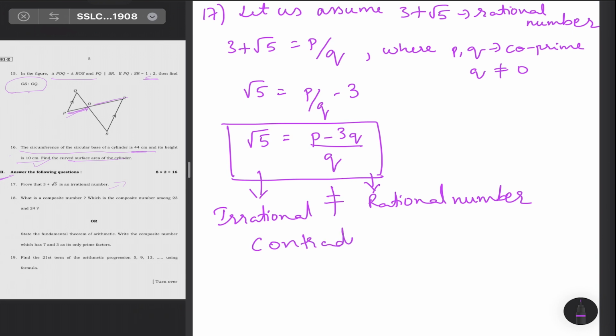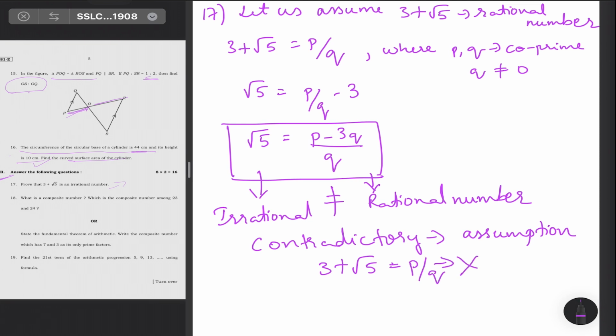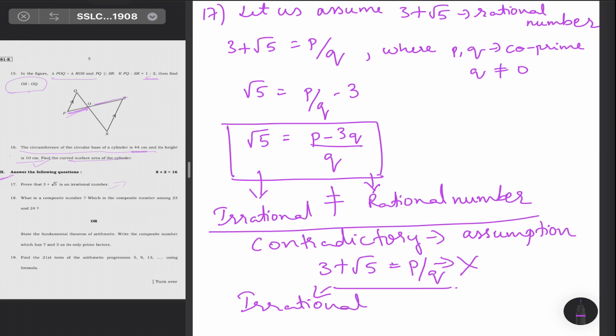Hence, it is contradictory to our assumption. What was our assumption? 3 plus root 5 was a rational number. This itself is wrong. If it being a rational number is wrong, then what is it? It is an irrational number. Since our assumption was proved to be wrong, we conclude that 3 plus root 5 is an irrational number.